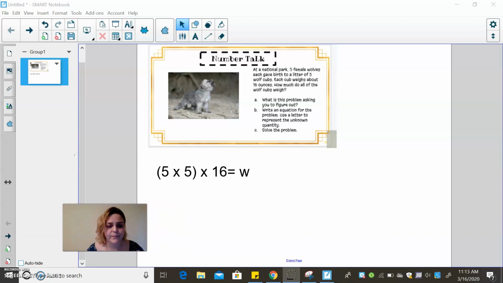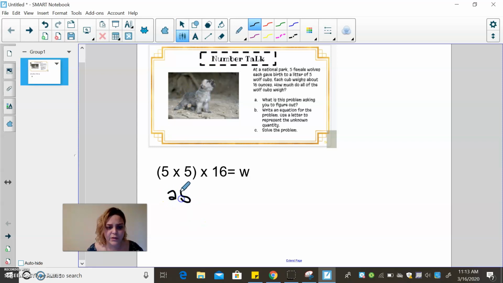Okay, I can start by multiplying 5 times 5. I'm going to grab a pen. So that's 25, because 5 times 5 is 25, and then I'm going to multiply that by 16. This is a big number, but you know what? We can handle it, because we're going to decompose. So I have 25 times 16. I'm going to do my decomposing up here. Those are really big numbers, but I think we can do it.